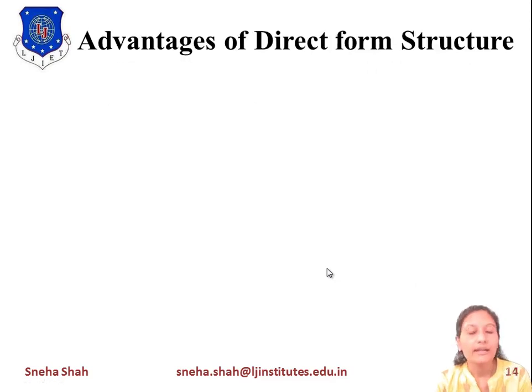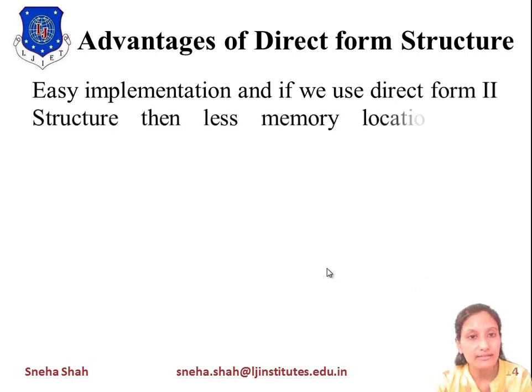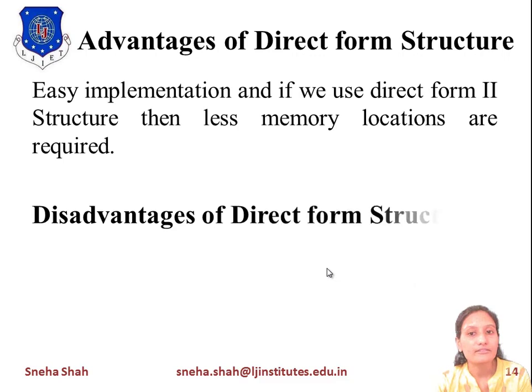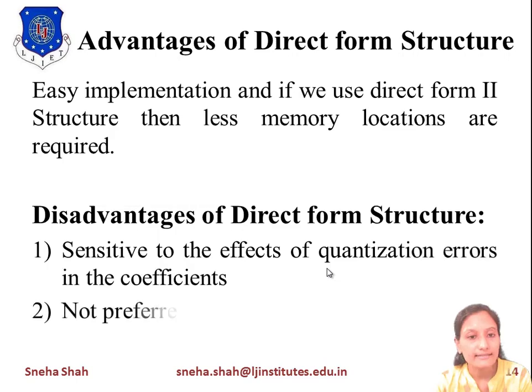Now what are the advantages of the direct form structure? The first advantage is that it is easily implemented, and if we use the direct form 2 structure, then the number of memory locations can be reduced. What are the disadvantages of the direct form structure? Basically it is sensitive to the effect of quantization errors in the coefficients, and it is not preferred in practice.